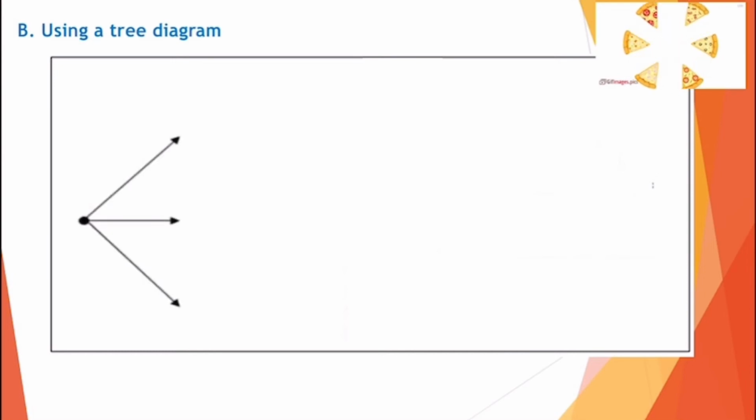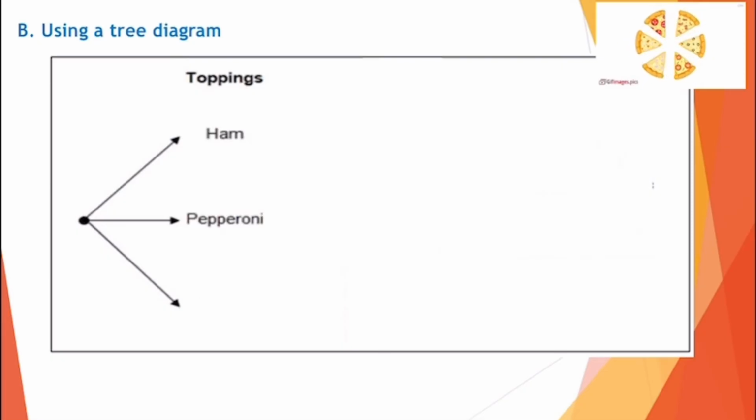Let's make tree lines that represent our toppings, which are ham, pepperoni, and veggies. But it's up to you, class, which of the two given you are going to write first, either the crust or the toppings. If you want to put the crust first, you need to make 4 lines. In this example, I want to use the toppings first, since toppings have 3 kinds, so I will use 3 lines to represent our 3 toppings.